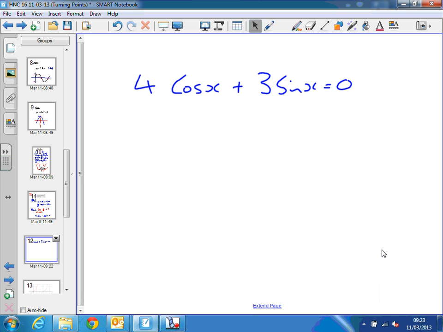We've got to get x on its own. So what we do is we first of all take one of these functions over the other side, doesn't matter which one, but we'll take the 3 sin x over the other side, for example, so we can say 4 cos x equals minus 3 sin x. We're after getting x on its own.